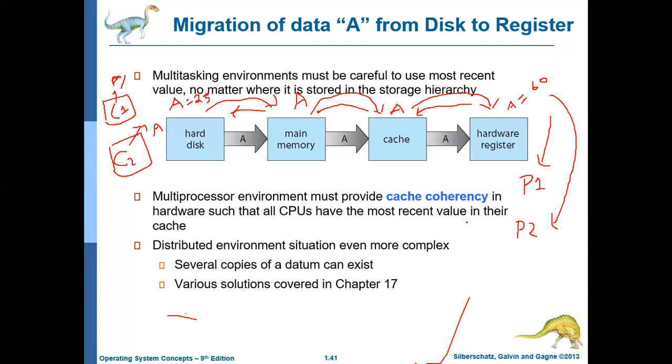This concept is called cache coherence. That is, the multiprocessor environment must provide cache coherency in hardware such that all CPUs have the most recent value in their cache memory. Okay.